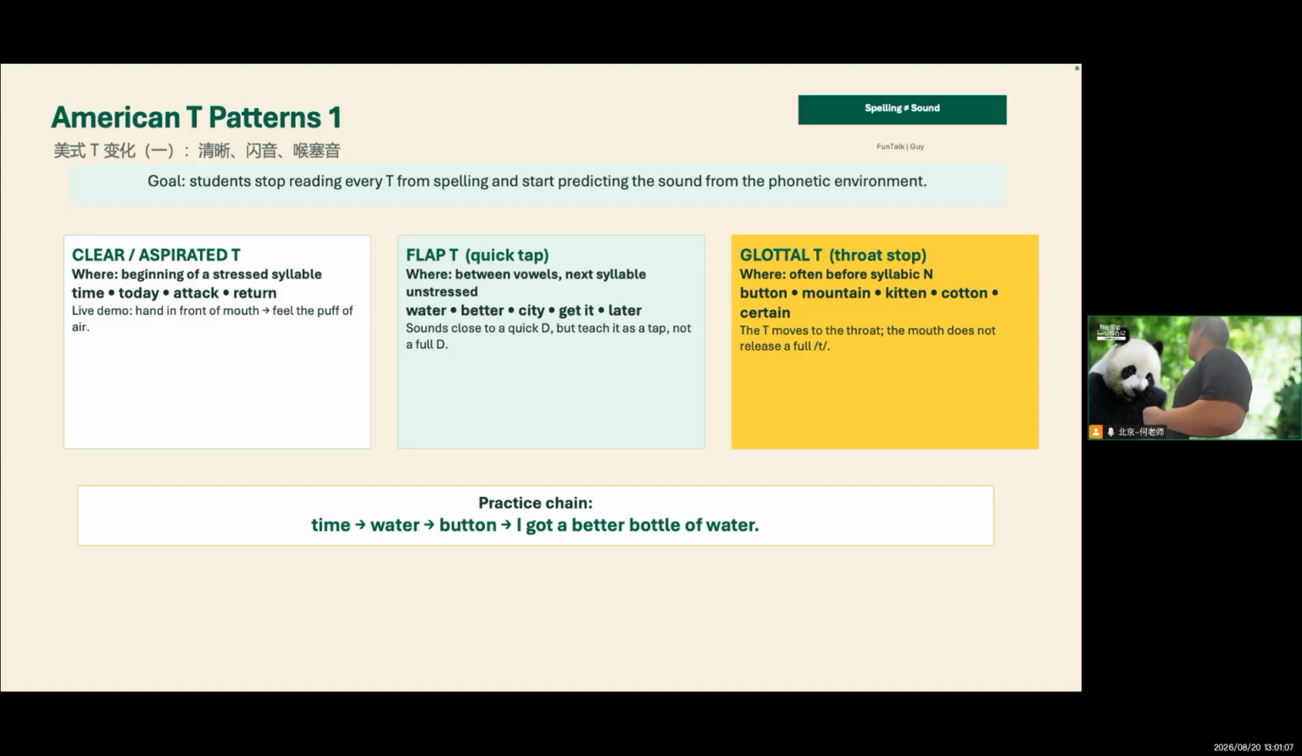Okay, 喉塞音, 这个高度 T, so look at here. The O-N, A-I-N, E-N, O-N, A-I-N. So it's a T plus a N 的音会变成这个喉塞音, certain, cotton. Like for example, 你吃饭了吗？ Have you eaten yet? 我们应该说 Have you eaten yet? Have you eaten yet?